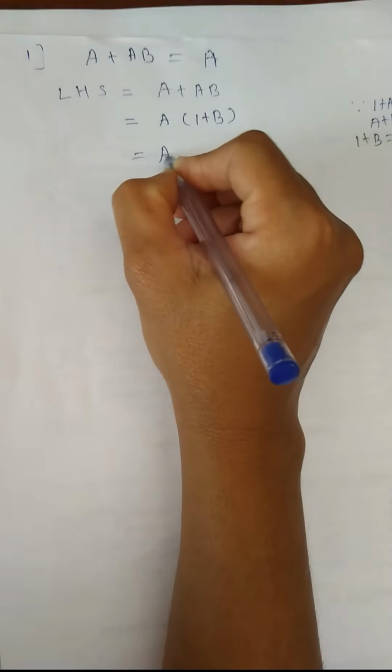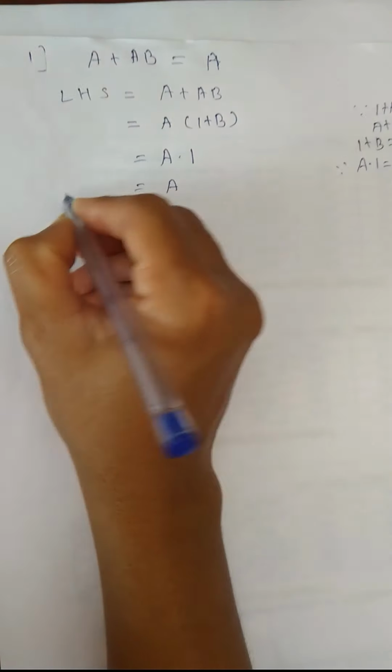1 plus A or A plus 1 is equal to 1. Similarly, 1 plus B is equal to 1. So this term is A into 1. Again, by the AND law, A into 1 is A. So this term is A. So LHS is equal to RHS. This is the first Boolean expression we reduced.